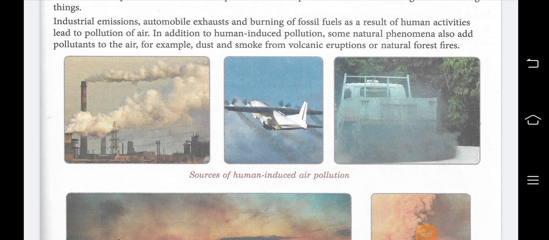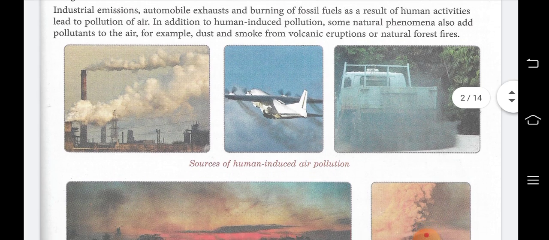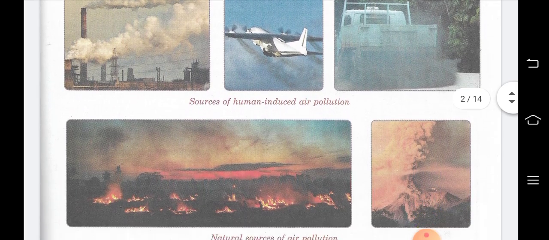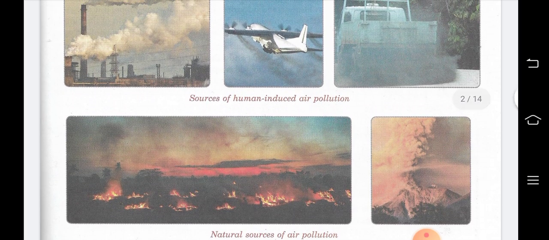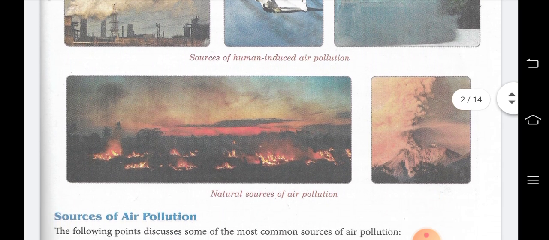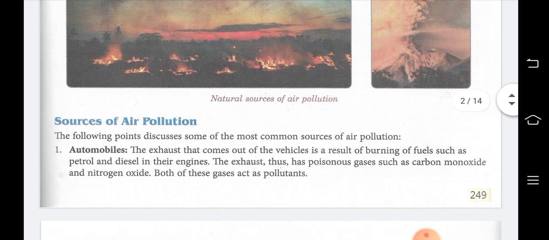Some natural phenomena, for example, dust and smoke from volcanic eruption or natural forest fire, which occur naturally, also cause air pollution. You can see here in the picture how harmful it is for the environment. It is causing so much harm because a large amount of harmful pollutants is released in the atmosphere.